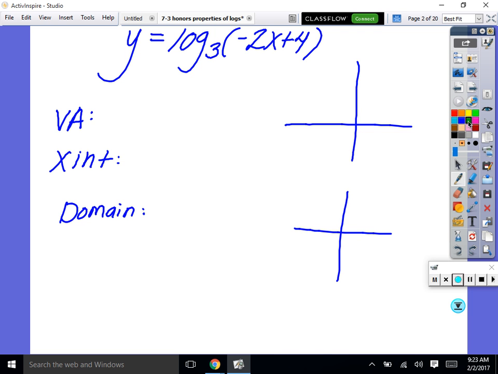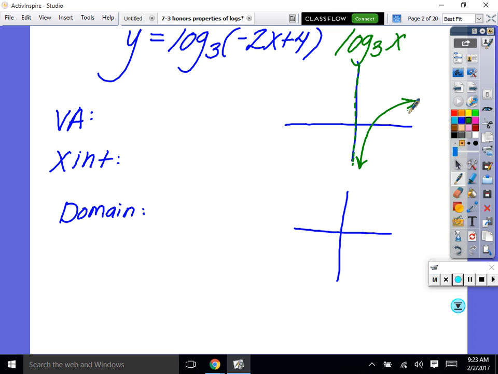So if I give you this, y is equal to log to the base 3 of negative 2x plus 4, and I asked you for the vertical asymptote. Let's think about this, guys. Log to the base 3 of x would be the parent function of this, correct? And then wouldn't we have a vertical asymptote at 0? It looks something like this, correct? So now if we shift it left or right, that's going to change our asymptote, isn't it?